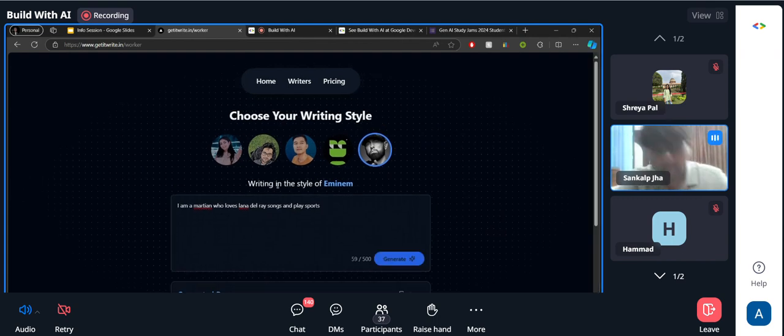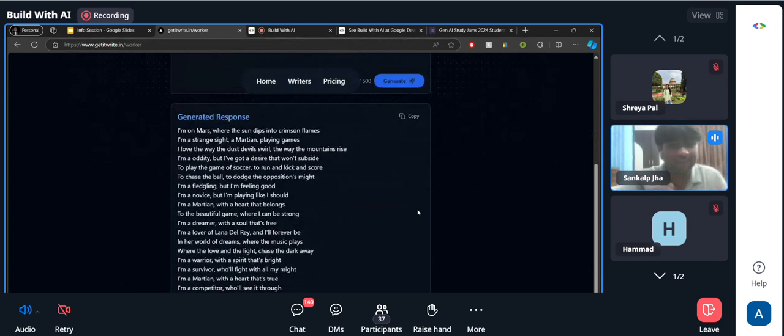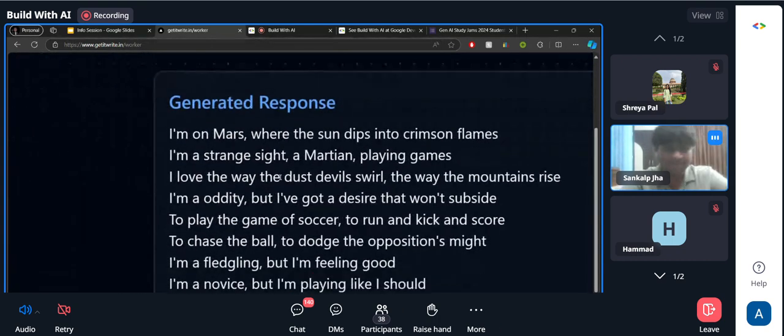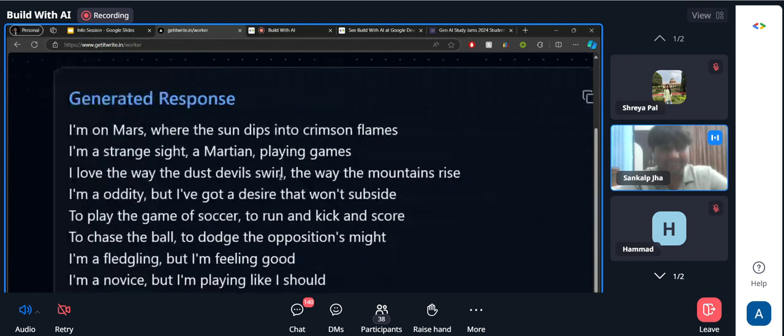If I generate, it's going to write in the style of Eminem. So you are able to get the responses. This is Gen AI at its peak. Now it's a rhythmic rap which you can sing.